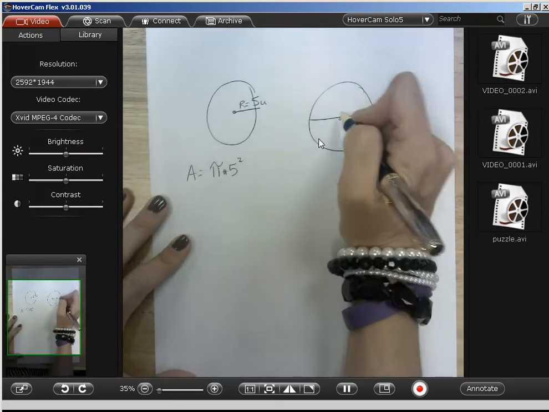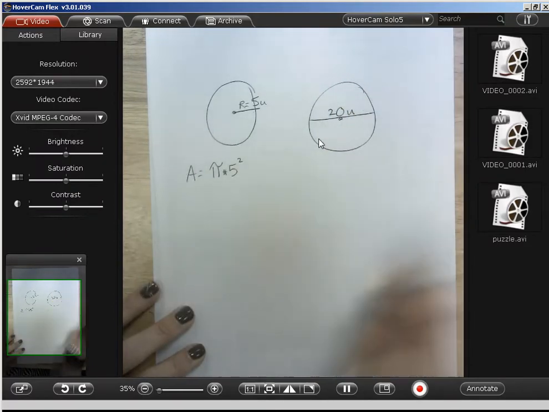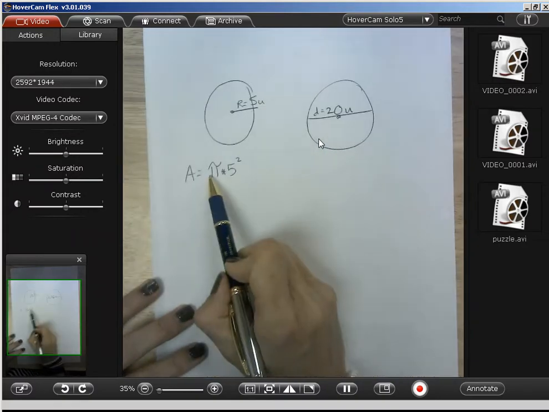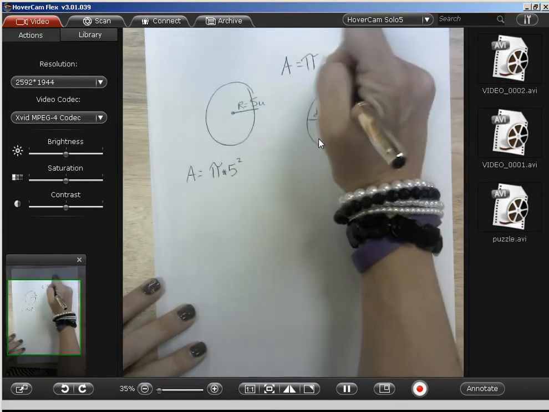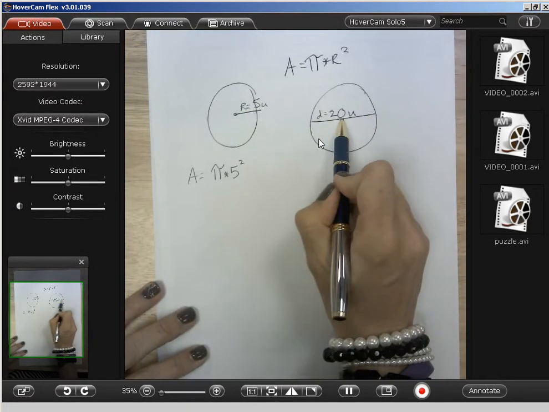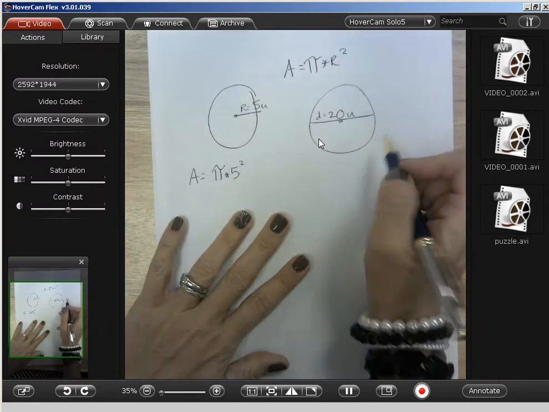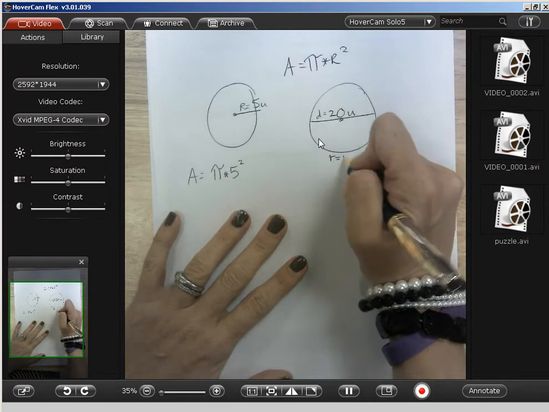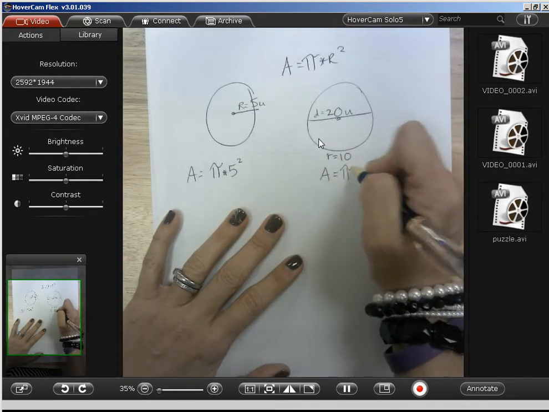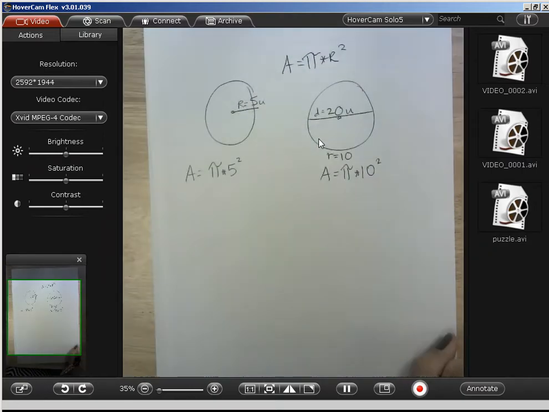Over here, if I'm given a diameter, you want to make sure that you convert it to a radius, because our formula calls for a radius, not a diameter. If my diameter is 20, that means my radius is 10. Whenever you see a circle that has a diameter, right away write down what the radius is. Then we put that into our formula, pi times the radius squared, and that's how you get your answer.